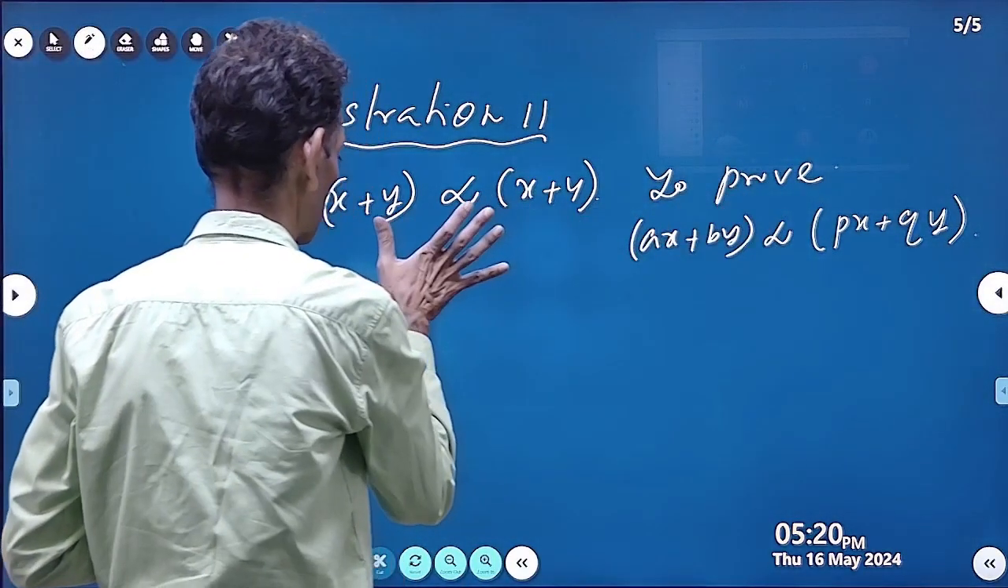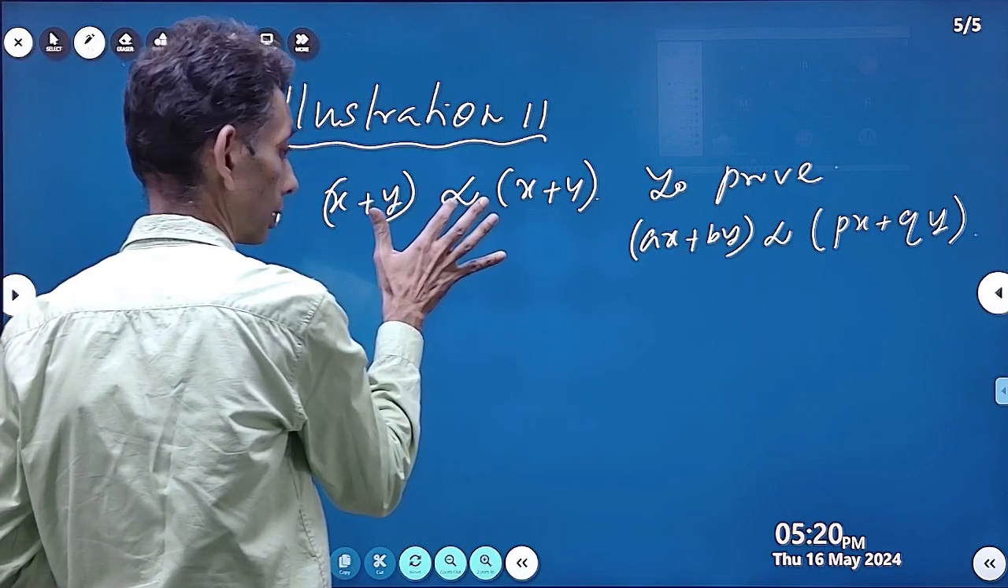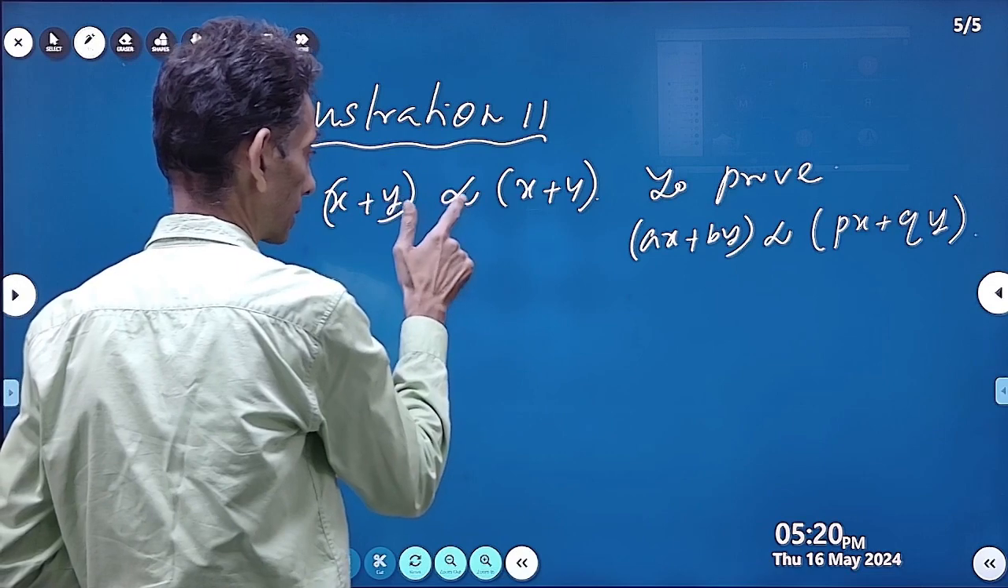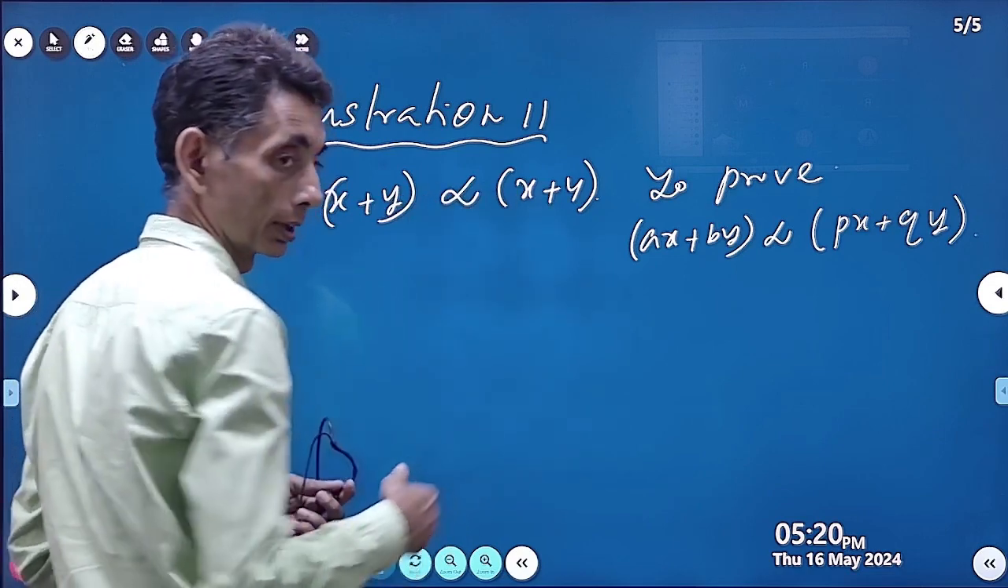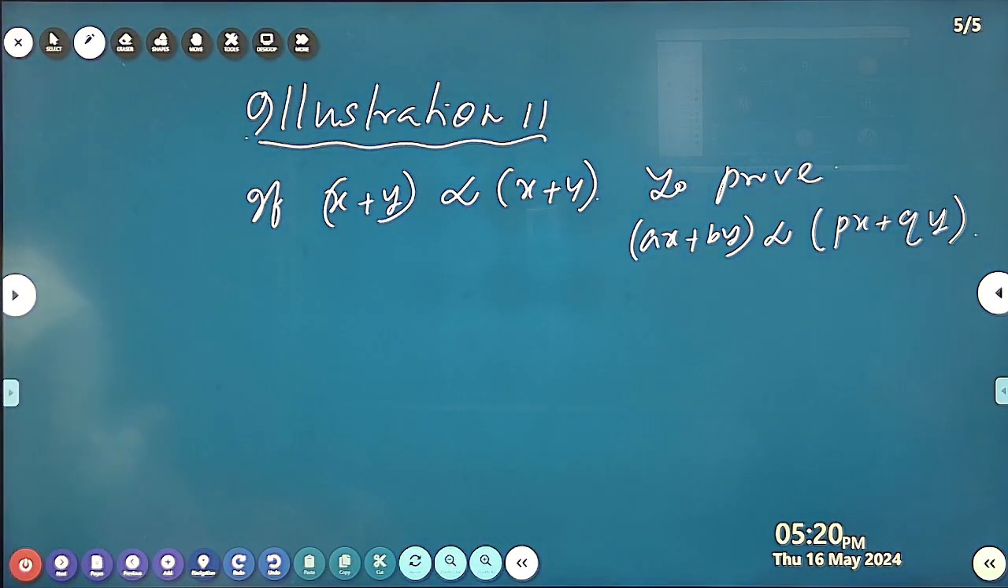First try this one. Okay, just given this is equal to this, so remove the implies proportional sign, equal to k into x plus y, then use componendo and dividendo. Componendo and dividendo kori.